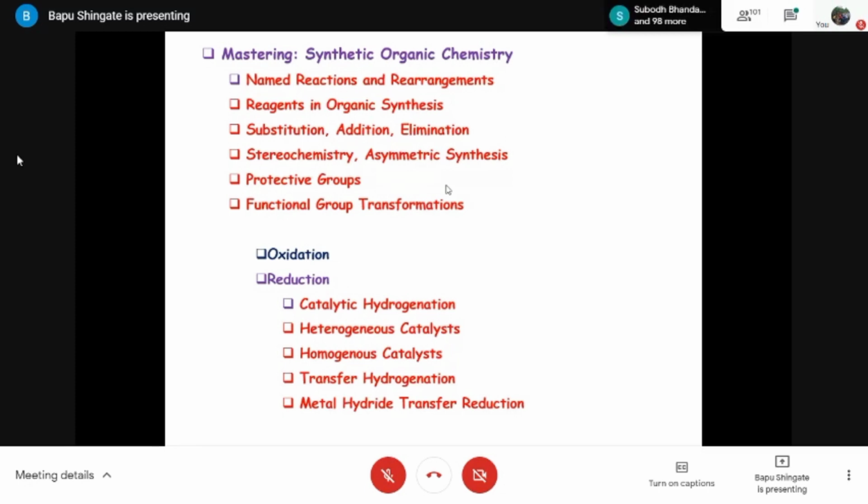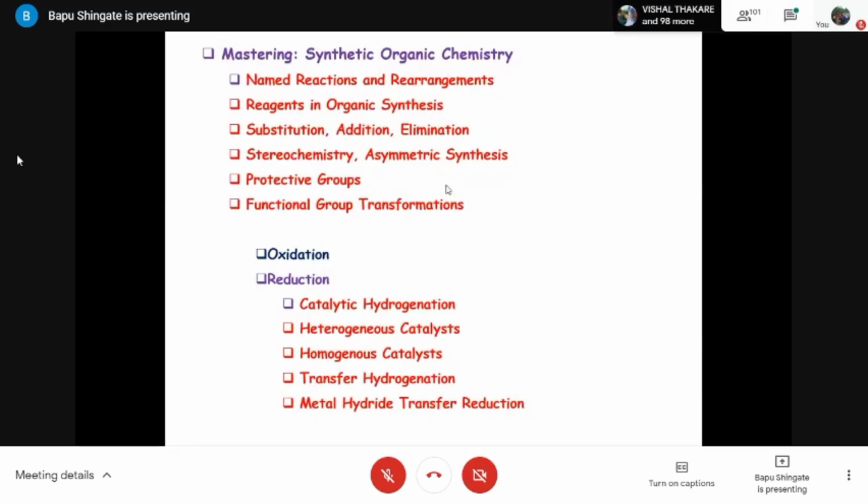Then, as I have already mentioned, organic chemistry is nothing but functional group interconversion or functional group transformation, and that transformation can be achieved by different types of reagents. Some of the reagents may be oxidizing agents, some may be reducing agents, some dehydrating agents, that type.